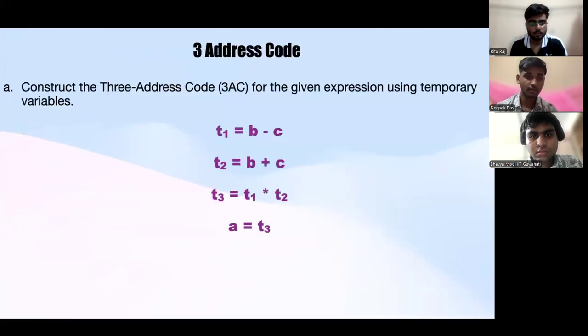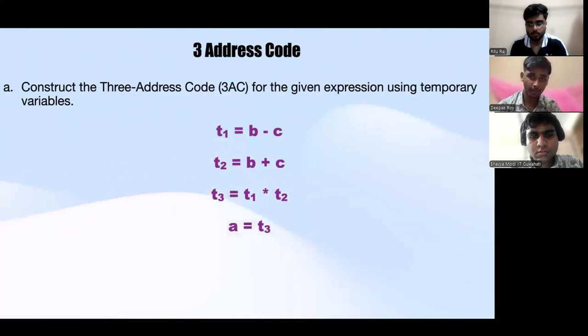Moving forward, we have to construct the three address code using temporary variables. We are using three temporary variables here, T1, T2, T3, to store the values, then multiply, and then store back in the original one. We assign T1 equal to B minus C and T2 equal to B plus C. Here the order is important. T1 can't be C minus B, and T2 can't be C plus B. T3 equals T1 into T2; we can't write T2 into T1 as the expression should be exactly the same.